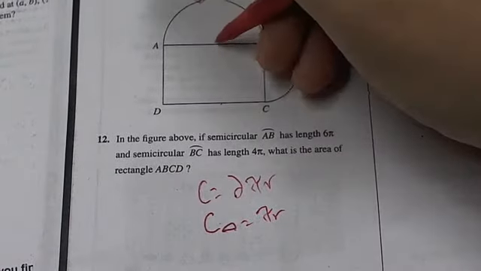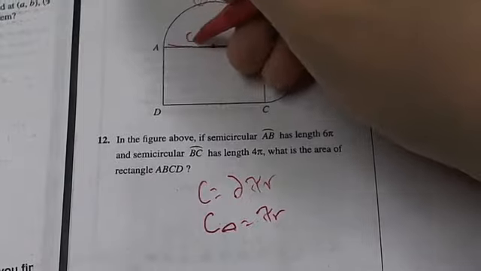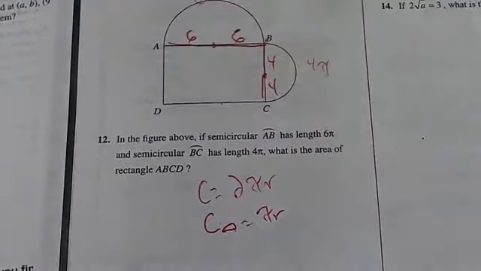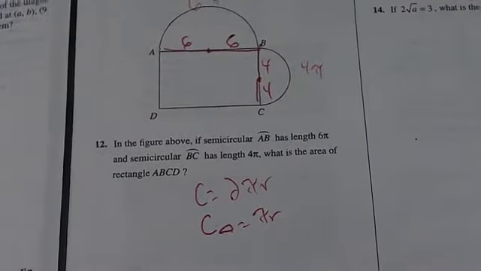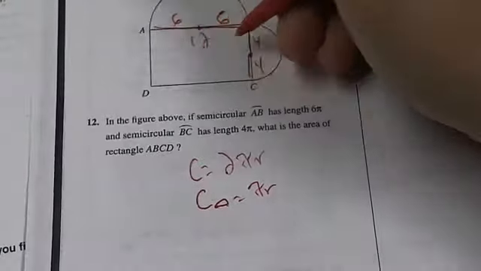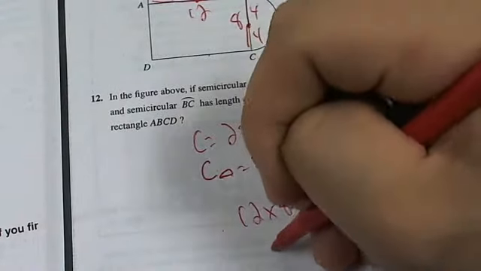So the radius of this is 6. So that's 6, and this way 6. Same thing here. So that's 4, and that's 4. So what is the area of the rectangle? So 6 and 6, that's 12. 4 and 4, that's 8. So it's 12 times 8 is 96.